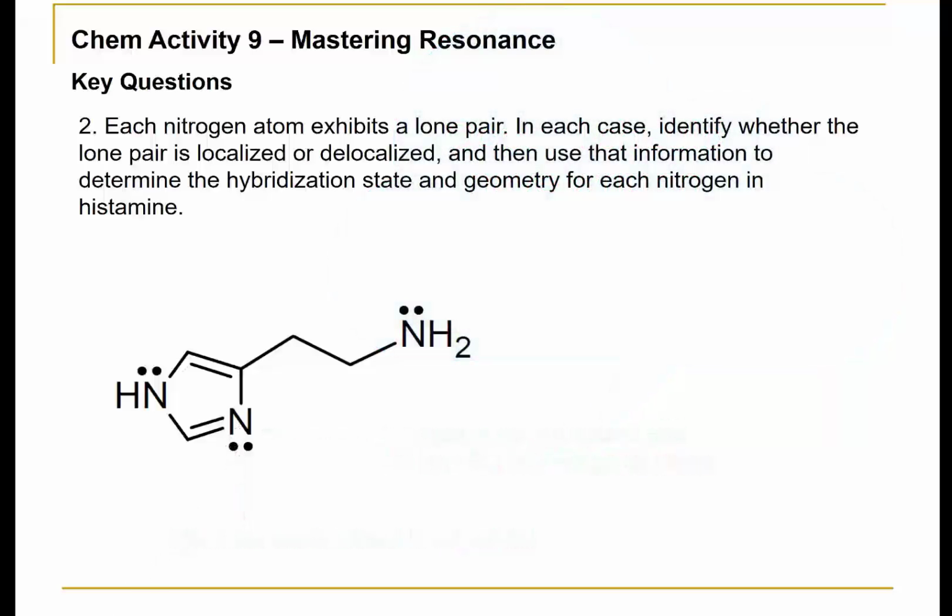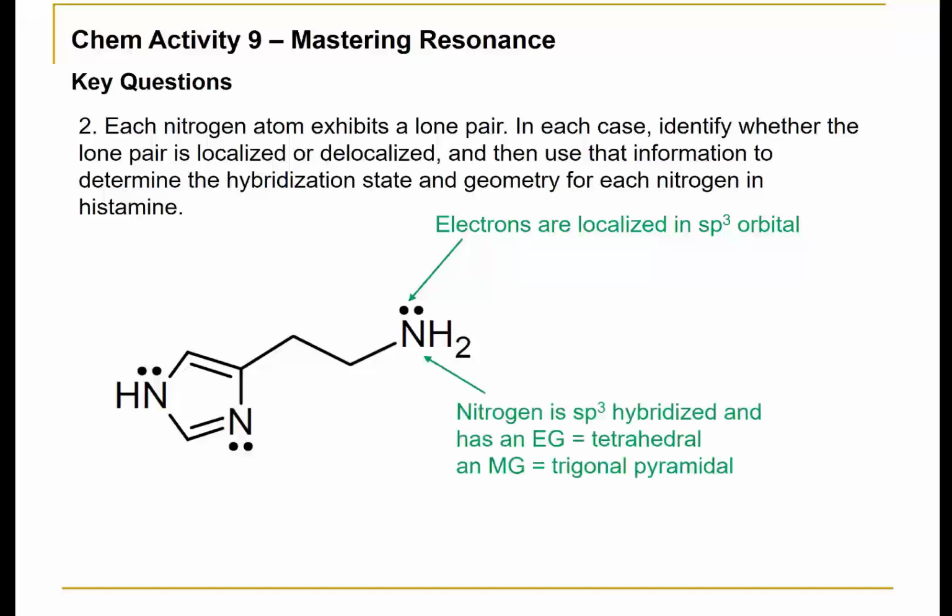Finally, the nitrogen on the end here, these electrons are localized. So there's no further resonance form that you can draw using this lone pair of electrons. The electrons are localized in an sp3 hybrid orbital. The nitrogen itself is sp3 hybridized and has an electronic geometry of tetrahedral. As we would say, the steric number about this nitrogen is 4. And of course, its molecular geometry is trigonal pyramidal.